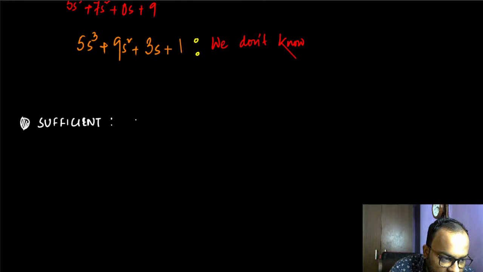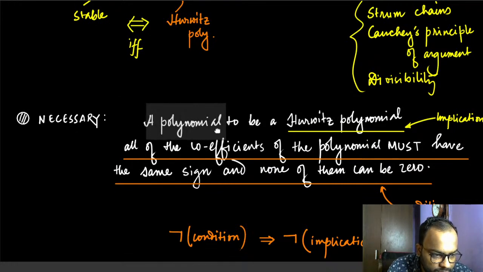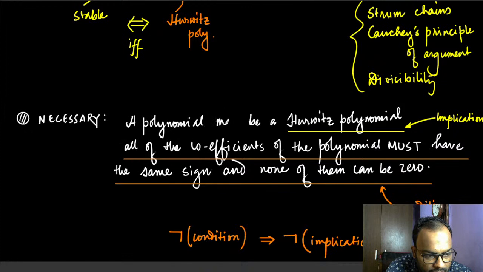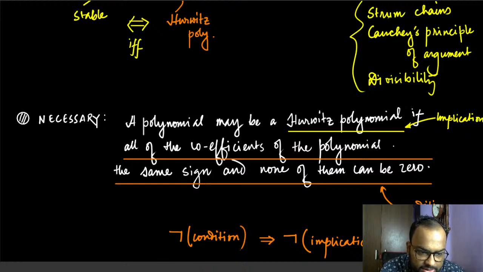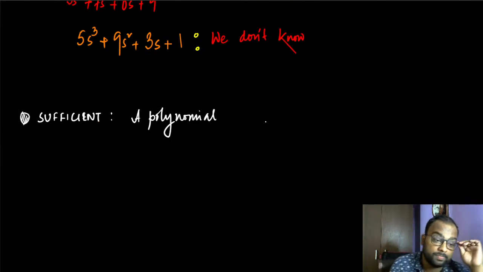Let me rephrase this up here. Let me write down a polynomial, maybe a Hurwitz polynomial, if all of the coefficients of the polynomial have... yeah, a better way of writing this. But this is a much better way of writing this. I hope you understand what I'm saying here. Again, if you have any confusion, feel free to ask.